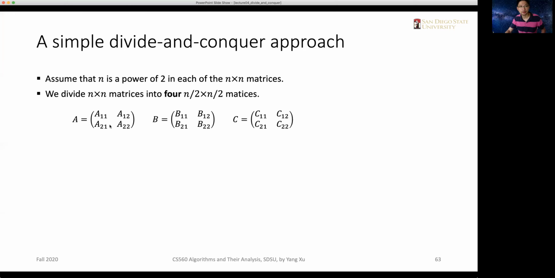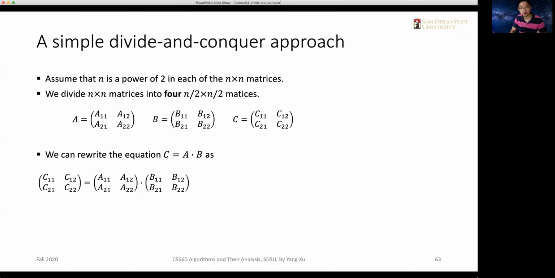Lower left is A21, and lower right is A22. So having these sub-matrices, we can rewrite the equation of the matrix multiplication into this form, right? And the products of sub-matrices also follow the rules of matrix multiplication.